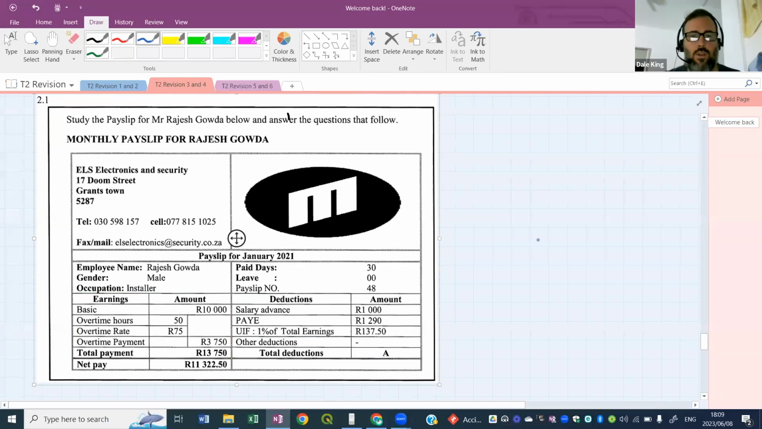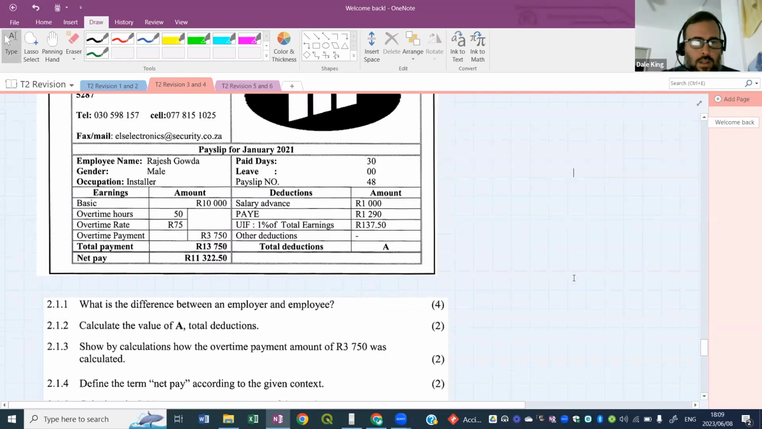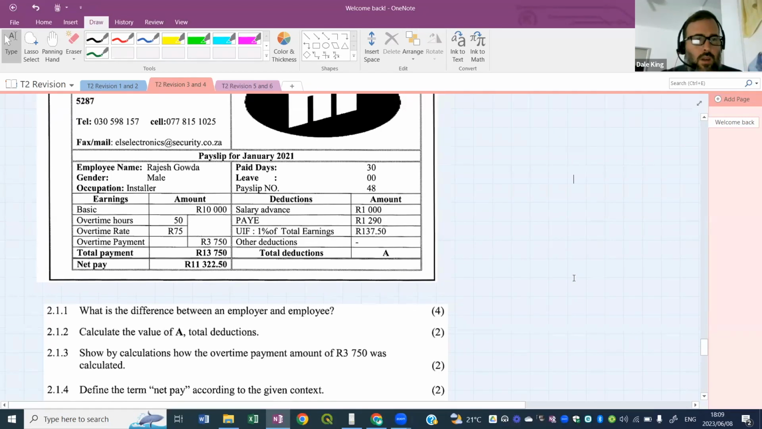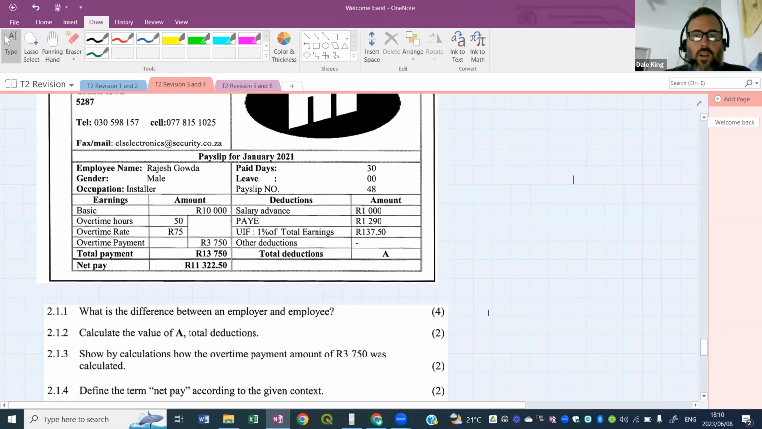All right, let's have a look at the questions. Let's go straight into it. Here we go, 2.1.1. What is the difference between an employer and an employee? We're not really going to go over that too much, but I'm going to help you out. The employer is the person that owns the company, and he employs people in his company. The employee is the person that the owner has employed. So the employee works for the employer. That's the relationship there.